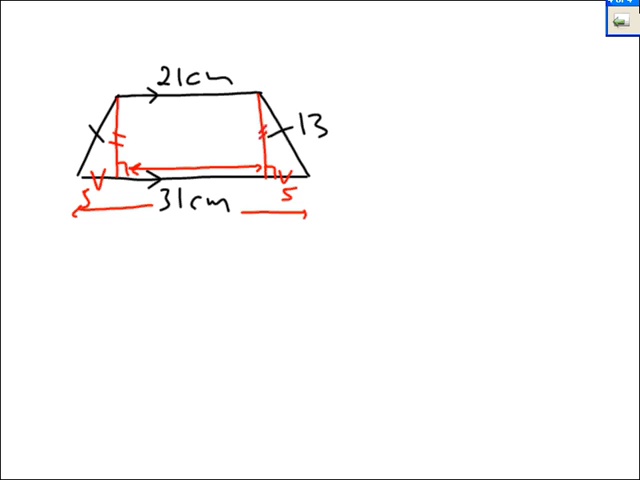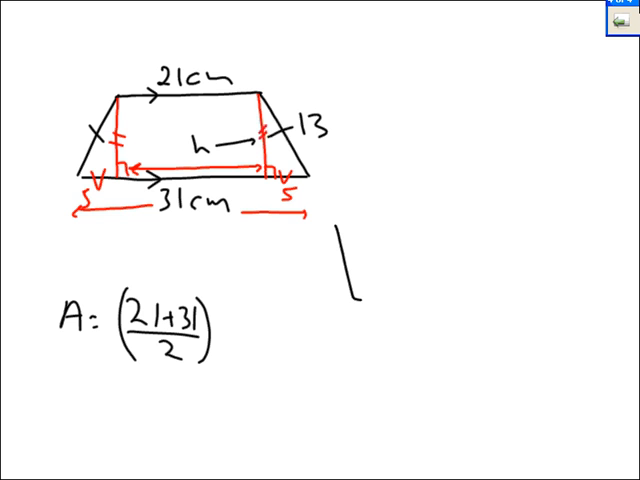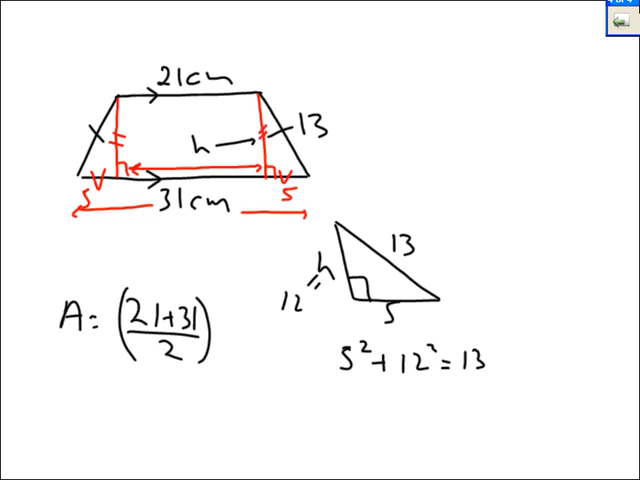Now, I know that the area is, you add up the two bases, divide by 2, and then multiply by h. Well, I don't know h yet. This side right here, that's h. But you know what? I can find h. I have a right triangle. This is h. This is 5. This is 13. H is 12. You really should remember that 5 squared plus 12 squared equals 13 squared.